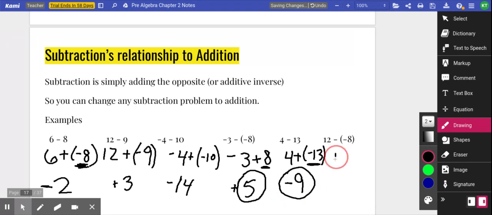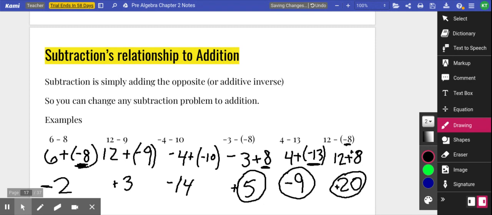Here we have 12 minus -8. I'm going to change that to addition. The opposite of -8 is a +8. I don't really need that positive there, but just so we know, we change that to a positive. So 12 plus 8, they're same signs, so I'm going to add them. I get 20, and it's positive since both of those values are positive.